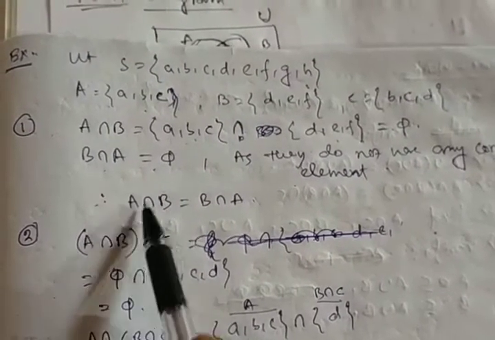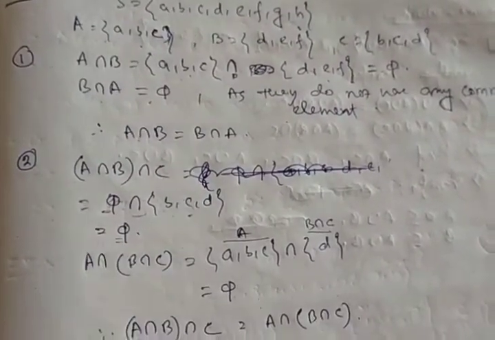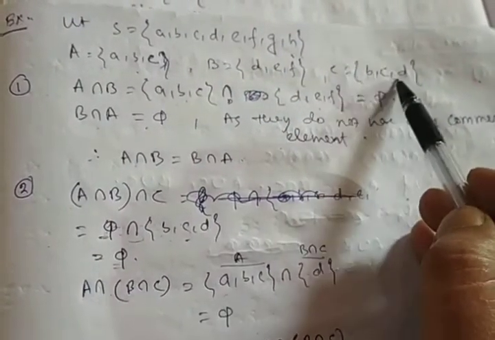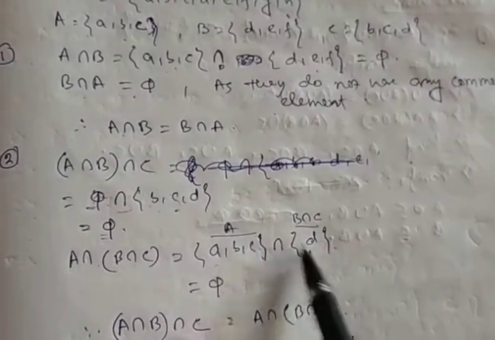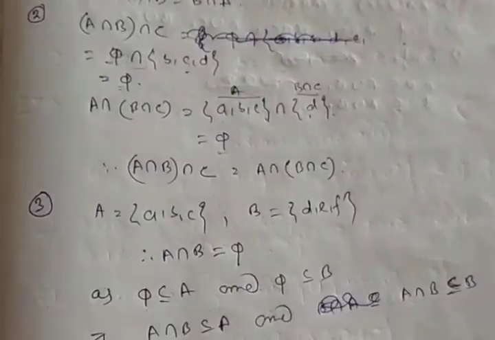Also the associative property, (A intersection B) intersection C. Now A intersection B we already have as phi. So phi intersection C, where C is {b, c, d}. Now these two sets do not have any common element, so the result will be phi. Also A intersection (B intersection C). Now A is given as {a, b, c}. Now B intersection C: B and C contain only one common element, which is d. So B intersection C will be {d}. Now for {a, b, c} and this set, the intersection has no common element, which will be phi. So (A intersection B) intersection C equals A intersection (B intersection C).